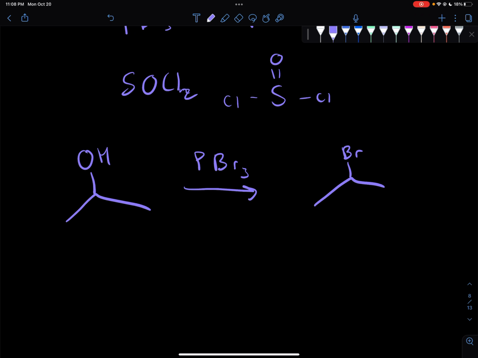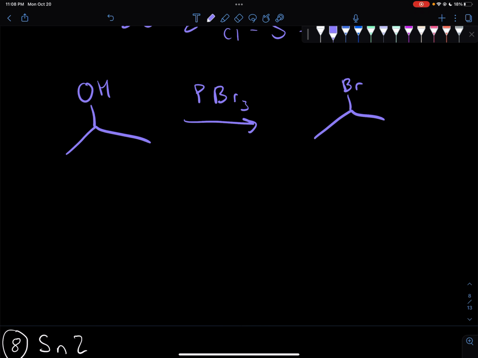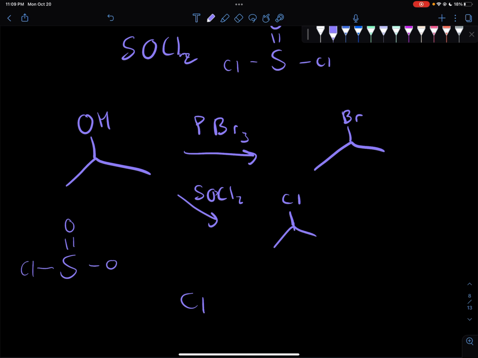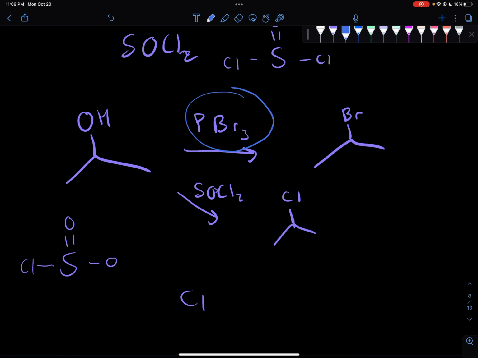Whereas for this right here, if you do SOCl2, same thing, right? The oxygen will get stabilized by this thing. It's going to steal one of the chlorines, and the chlorine will instead attach itself on the carbon. So just something to keep in mind. If you're tosylating, all you're doing is forming a good leaving group, and then you can react with whatever. But if you're doing PBr3, you're going to get a bromine on your carbon. If you're doing SOCl2, you're going to get a chlorine in place of it.